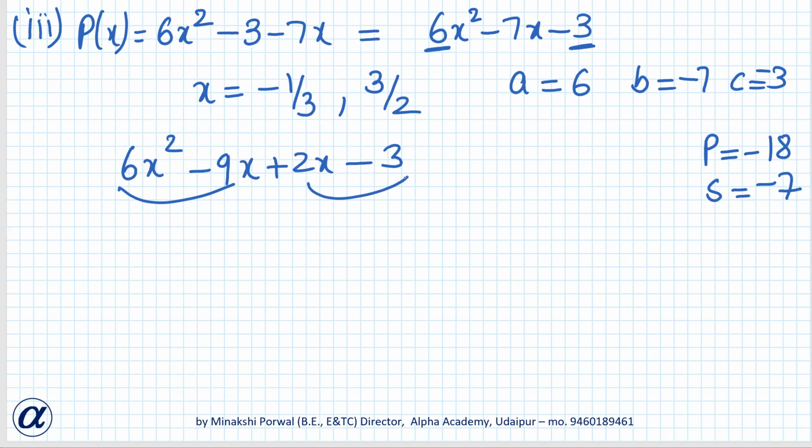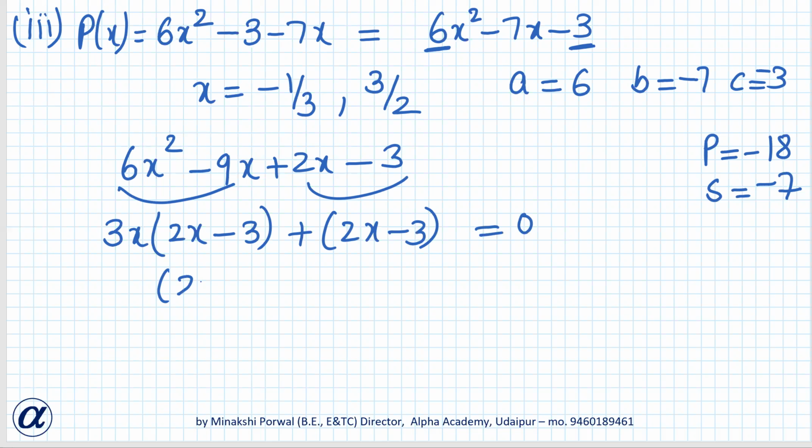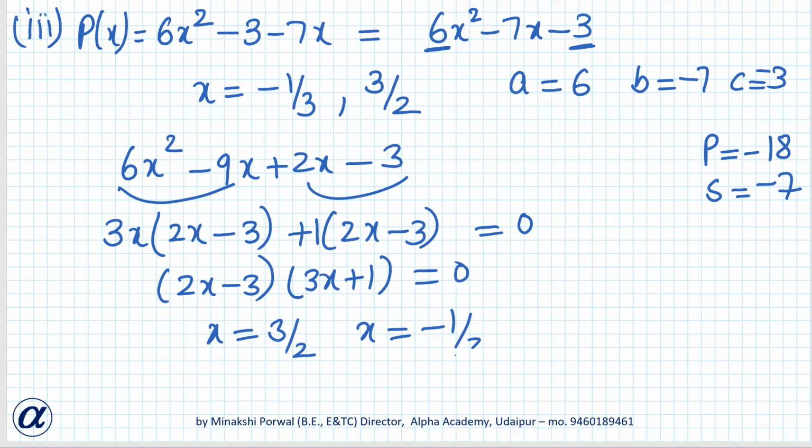Okay. Here we will take 3x common. So 2x minus 3 plus 2x minus 3, okay, equals to 0. So it is 2x minus 3 common from both the terms and 3x plus 1 equals to 0. So x equals to 3 by 2 and x equals to minus 1 by 3. These are the alpha and beta.